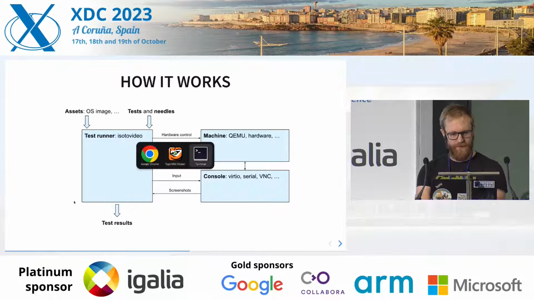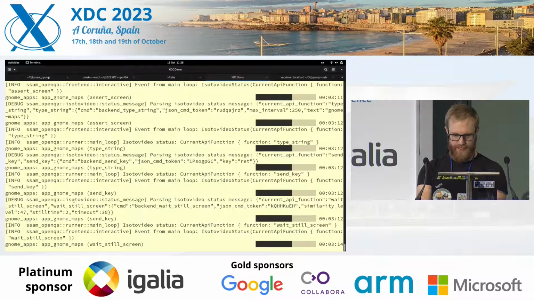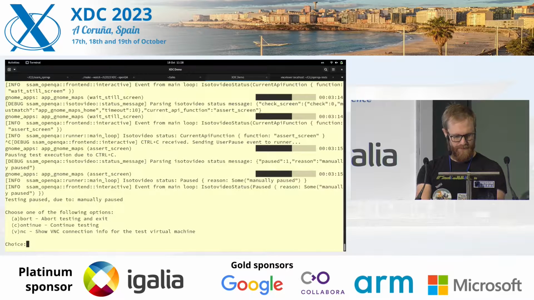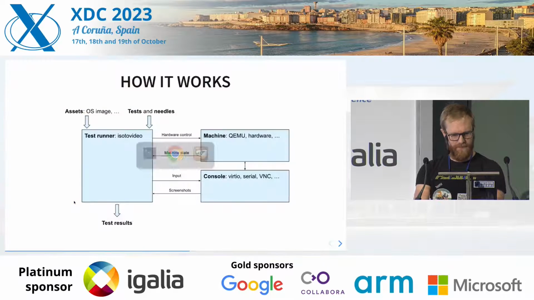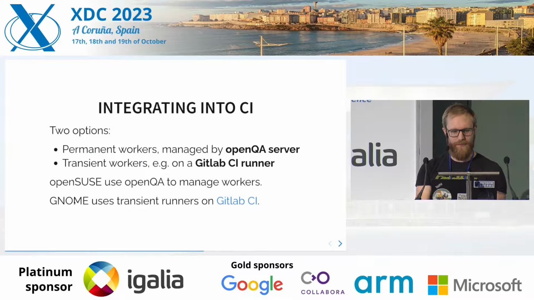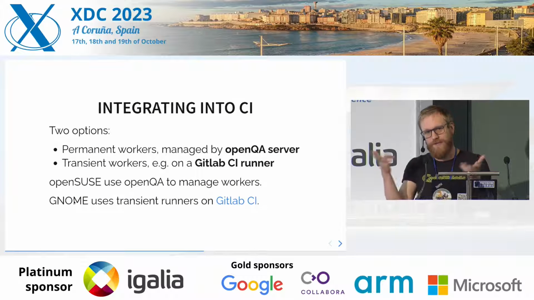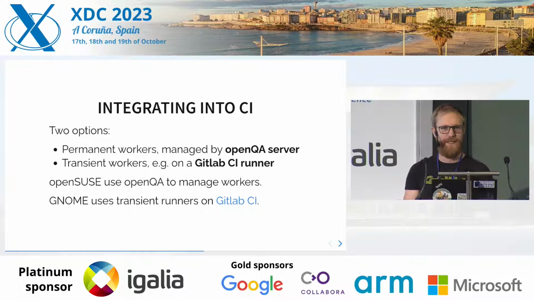So that's fine for local testing. Let's see if this finished. It didn't finish, actually. So I'm going to talk about how we're using it in CI, because local development is fine for developing the tests, but then you want to automate these things. That's the goal. There's two approaches to do this.